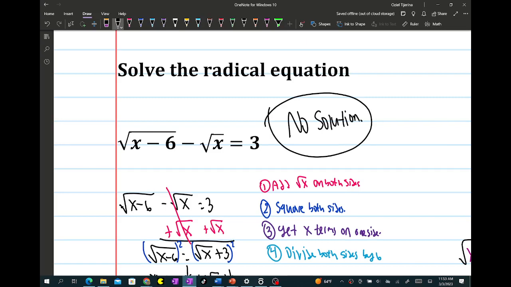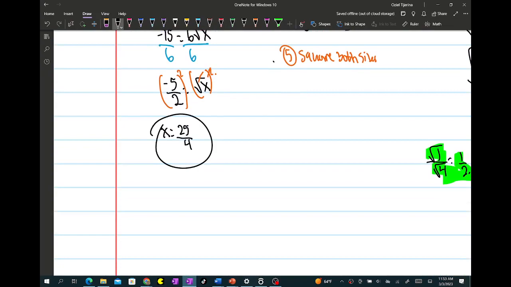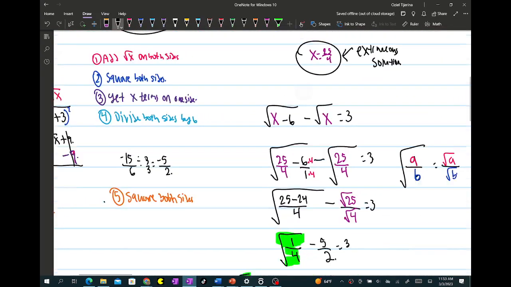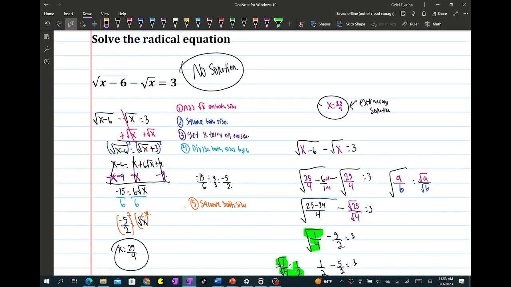I mean, if there was another x that we got, we could have tested that out to see if it satisfies it. But since we only came up with one x solution here, we had to check it, and then we checked it and it did not satisfy it. So the answer is no solution.